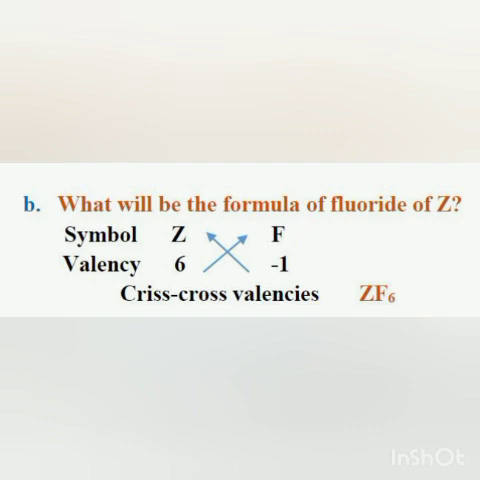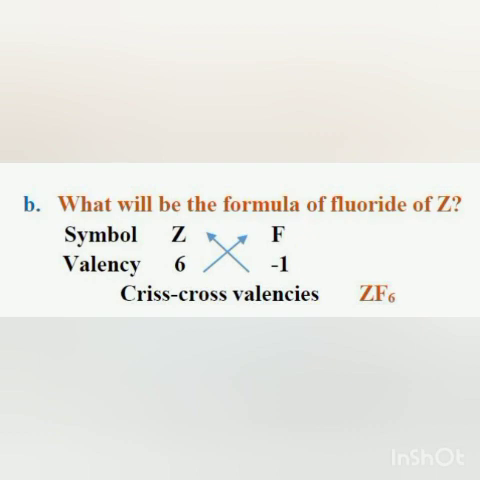The elements having plus valencies are metals, and the elements having valency minus are non-metals. So the metals have valency in plus and non-metals have valency in minus, and metals come first, then come the non-metals. Now, in part B, we have to write the formula of fluoride of Z.